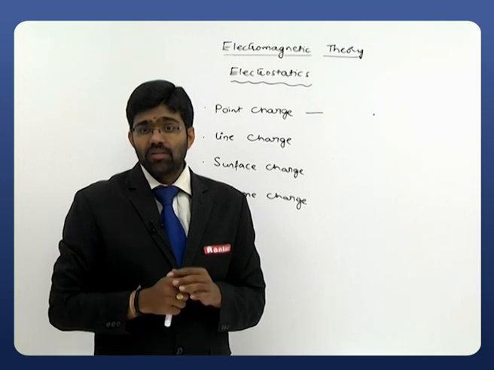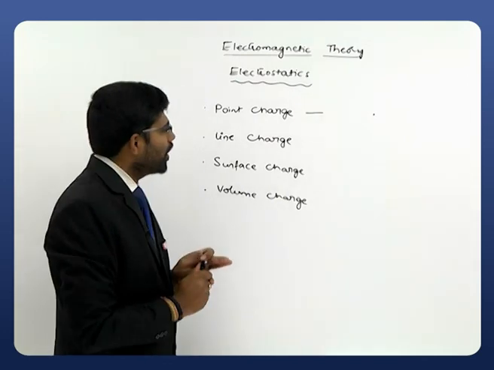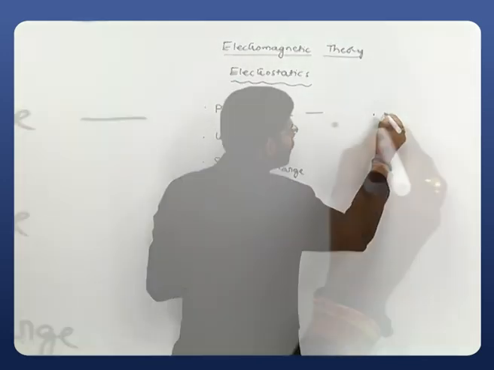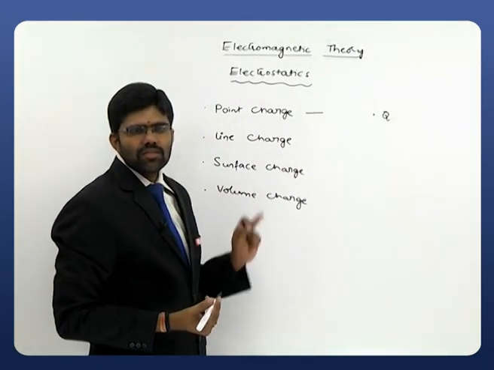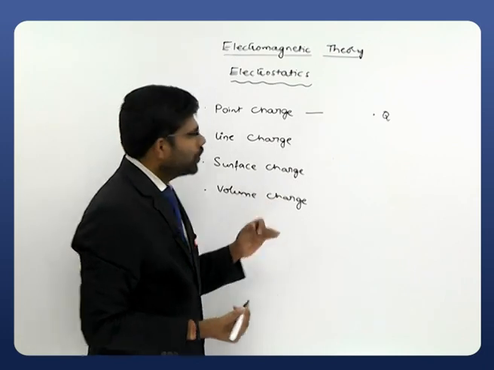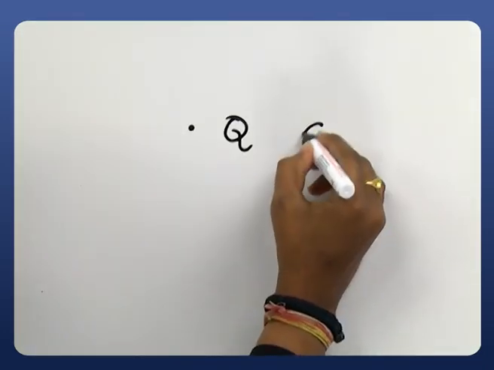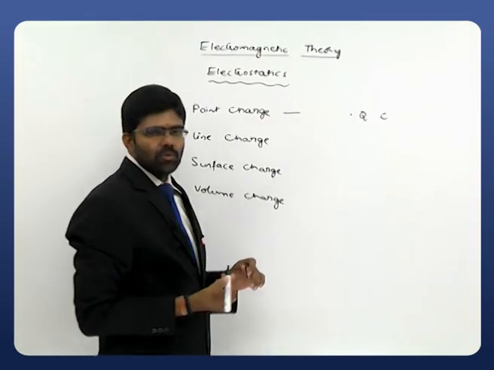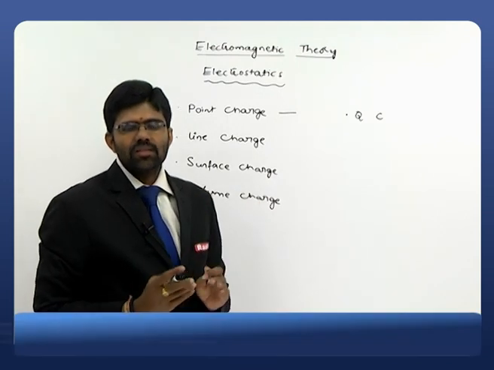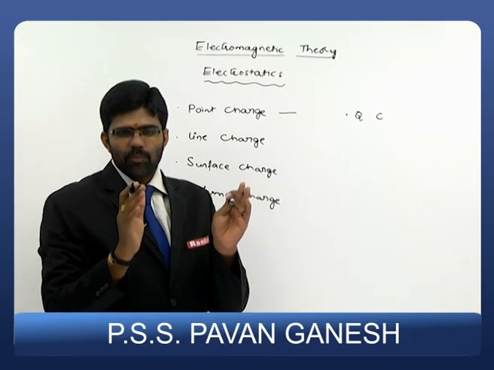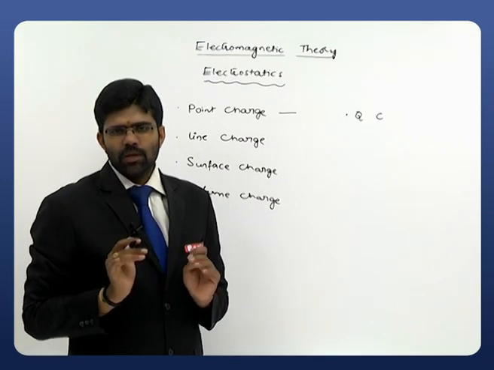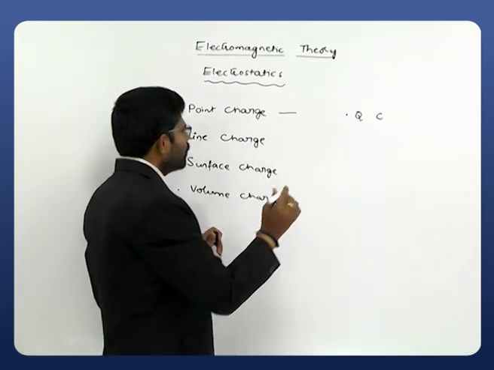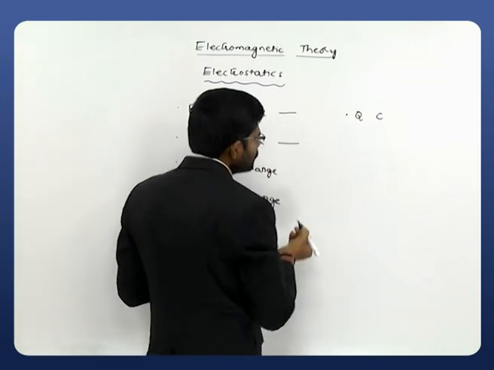Now, what is the point charge representation? Every point charge can be represented with Q. The symbol for point charge is just Q and the units are coulombs. Whenever we are taking a charge, remember this is the basic charge, which will be represented with a capital letter Q and the units are coulombs. That is what we need to remember. Next, come to the line charge.